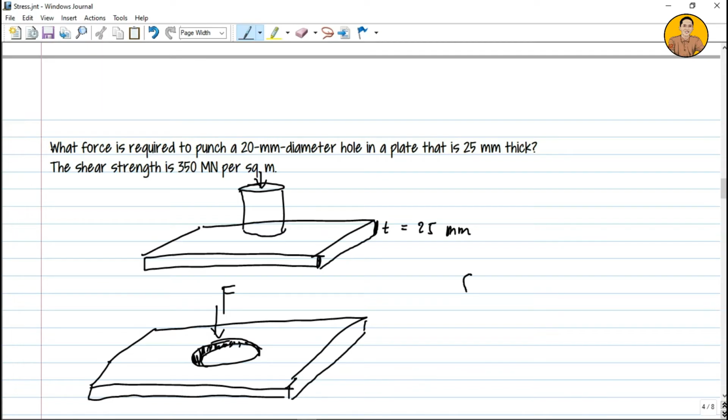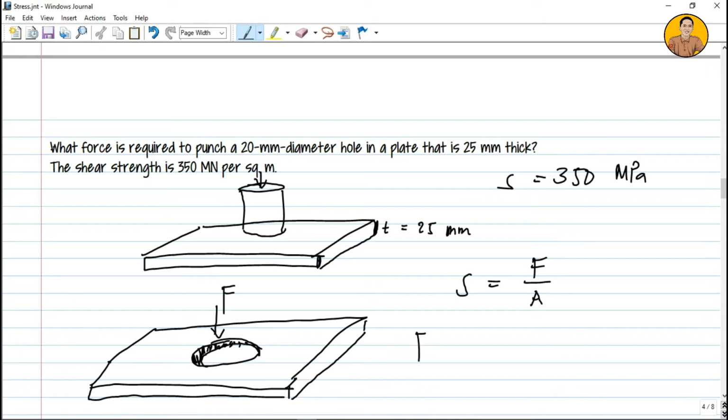So, shear stress is still equal to force over area. So what about the area? Our stress is given. That is 350 megapascal, that is meganewtons per square meter.